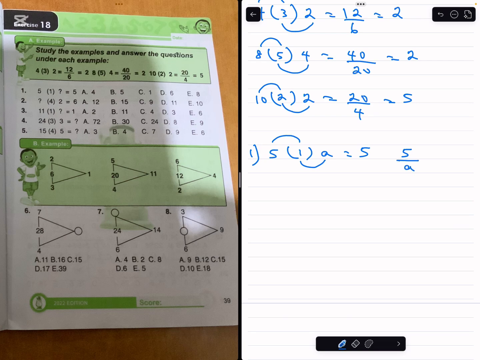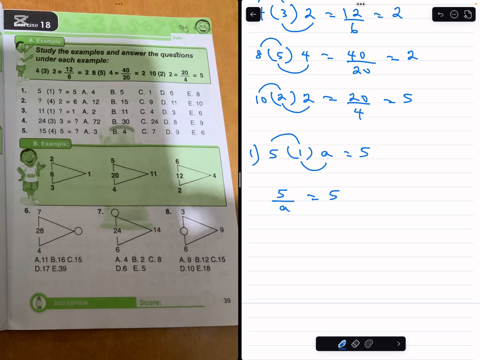A, that's the denominator. This 1 times this one is the numerator, and this 1 times this one is the denominator. 5 times 1 is 5, that's the numerator, and 1 times A is A, that's the denominator. And the answer is equal to 5. So that means 5 over A is equal to 5.